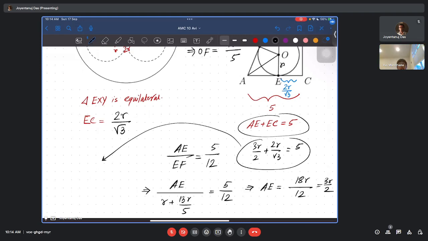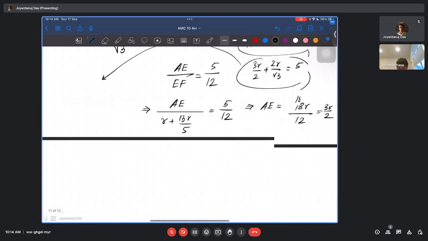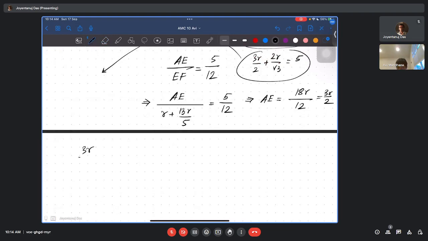Okay, let us do the simplification. It is not that much difficult. So you have 3r by 2 and 2r by root 3, right? So the LCM is 2 root 3, right?